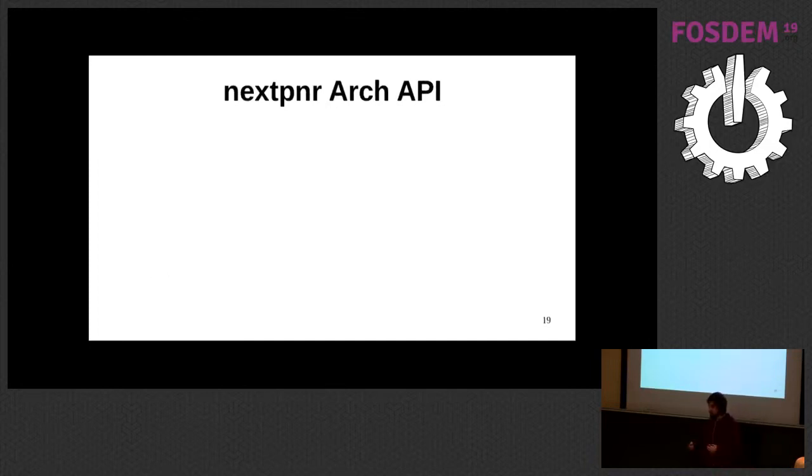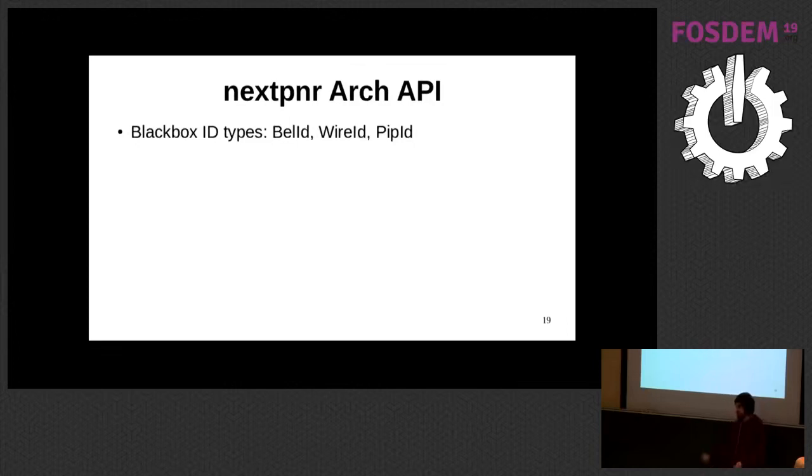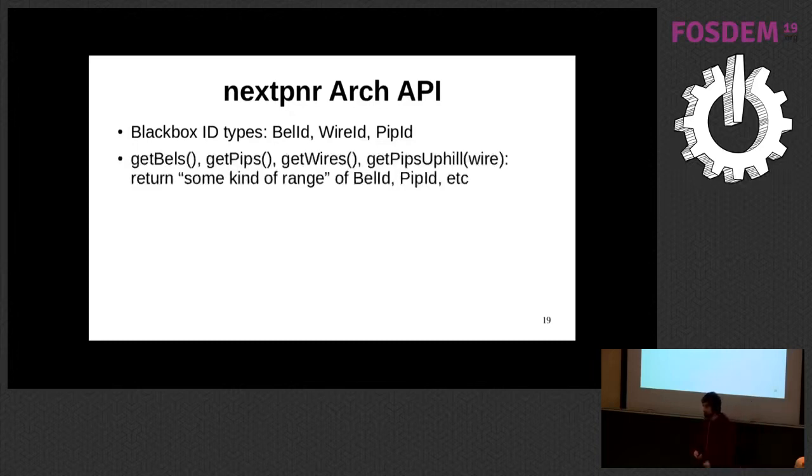So if you look very briefly at what an architecture has to provide, it has to provide some black box ID types. We don't even mandate these, because some architectures will just have a flat ID. In some architectures, it's easier to represent an ID as a location and an index. Then you have functions like get bels, the list of bels, the blocks inside an FPGA, get pips, the list of connections, get wires, the list of wires, and then you have things like get pips uphill on a wire, the pips that can drive a wire, for example.